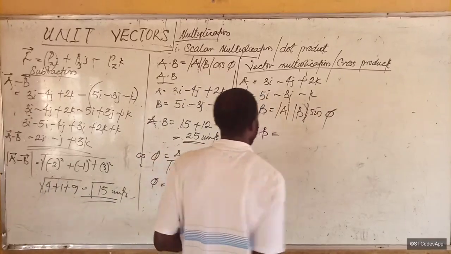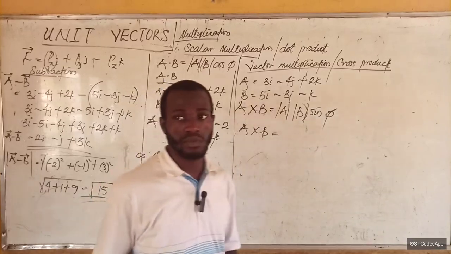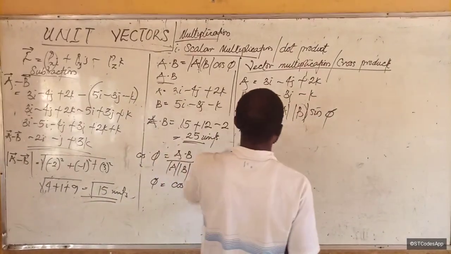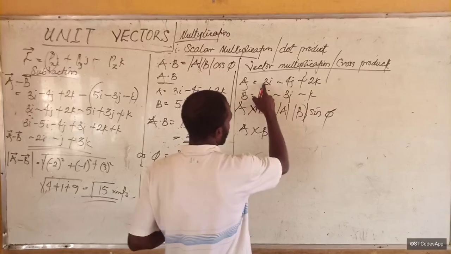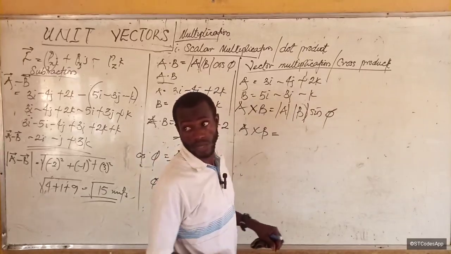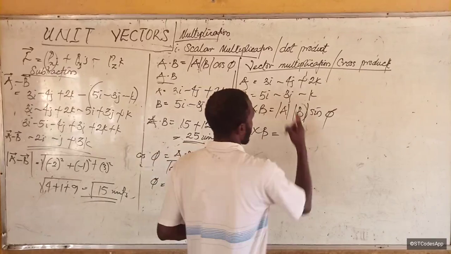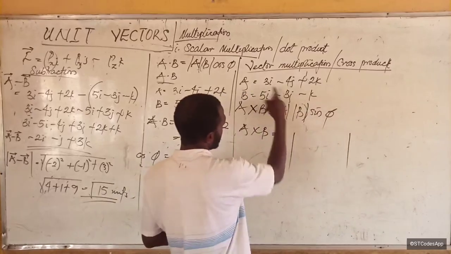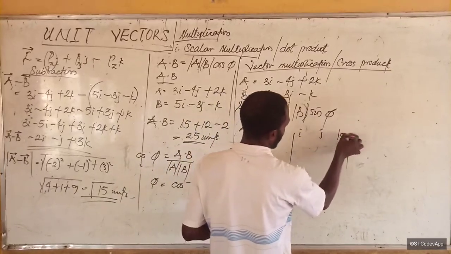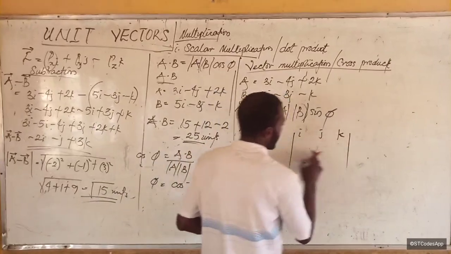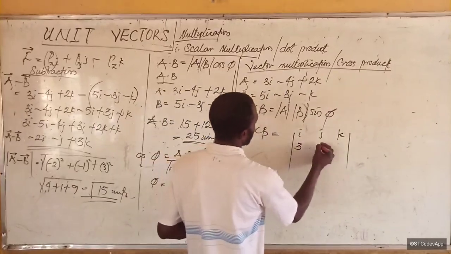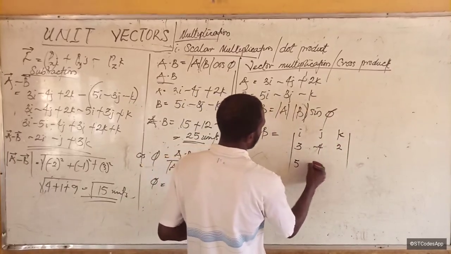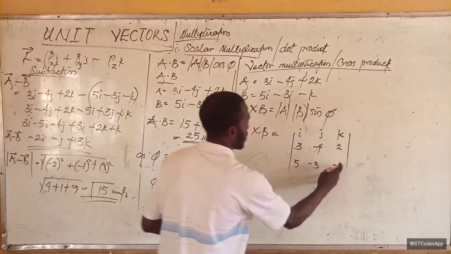Also bear in mind that A cross B is equal to, now we can use the determinant method of matrices to find the vector product. So if these were our vectors, what you would do is arrange them in matrix method. So we'll have the matrix grid here, and then we have vectors I, j, and k here. Is that okay? So we write only their coefficients. So we have 3, -4, and 2, and then 5, -3, and -1. Is that okay?